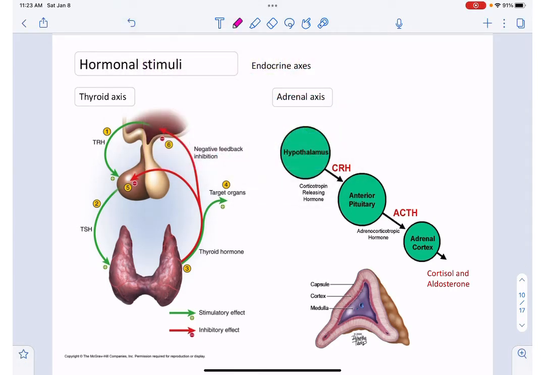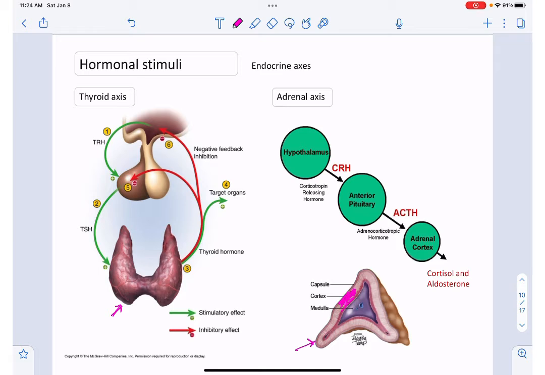And then lastly, we have hormonal stimuli. Hormones acting on other endocrine glands and causing those glands to release their own hormones. And these are examples we looked at previously. We'll just take a little closer look at it. Here we have the thyroid gland. And here we have the adrenal gland, specifically the adrenal cortex, this outer layer of the adrenal gland. Both of these endocrine glands are going to release their own hormones in response to hormonal stimuli.